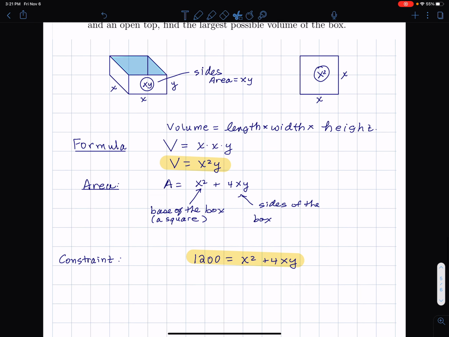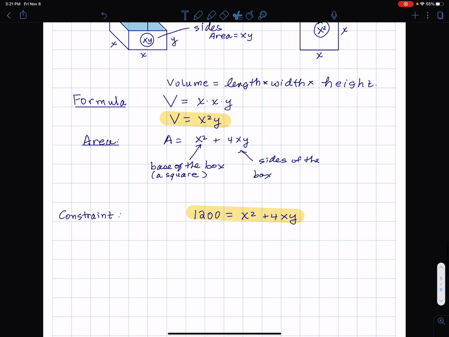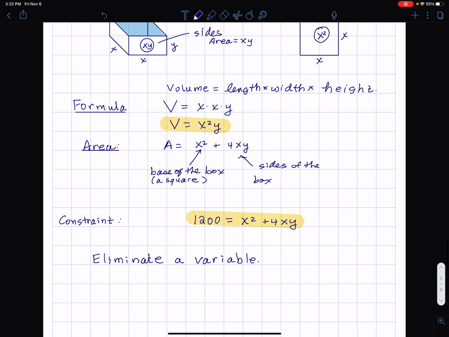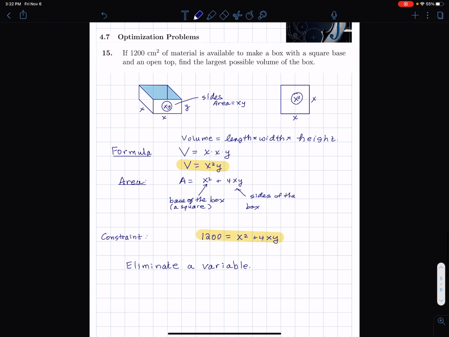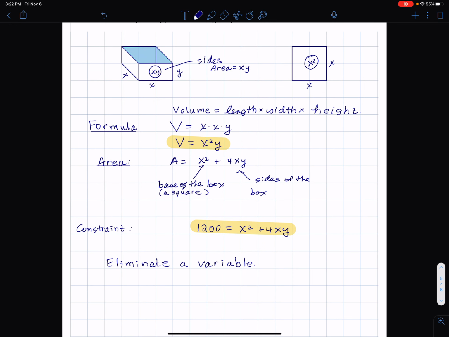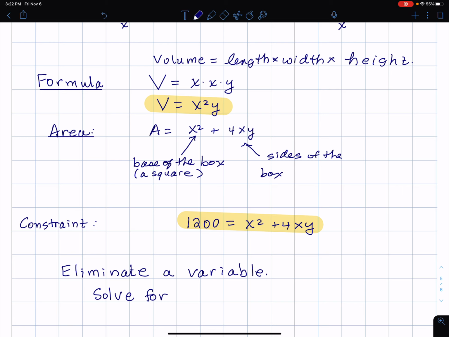Okay, on these constraint problems, the next step is that we eliminate one of the variables. And that sometimes is a little tricky for us to decide which one to eliminate, x or y. I will tell you that my inclination is to definitely avoid taking a square root when I'm eliminating a variable. So the first thing I have to do is solve for one of the variables. Am I going to solve for x? No, because then I would have to take a square root. Actually, I'd have to use the quadratic formula. No way. So I'm going to solve for y.